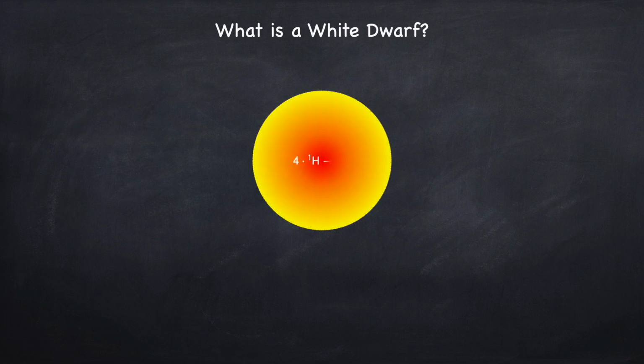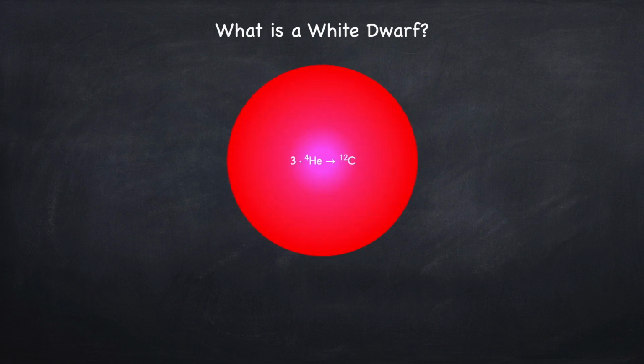So what is a white dwarf? Recall that a star in its main sequence phase, which is most of its life, is supported against gravity by the fusion of hydrogen into helium in its core. Once the core runs out of hydrogen, the star will go on to the next nuclear burning stage, where it will fuse helium into carbon. This type of star is called a red giant.